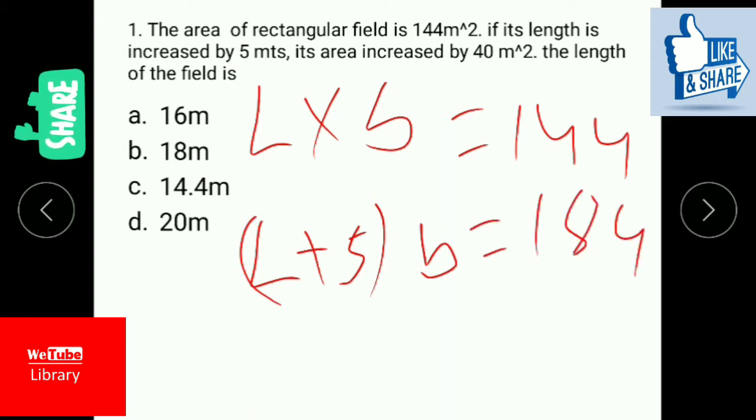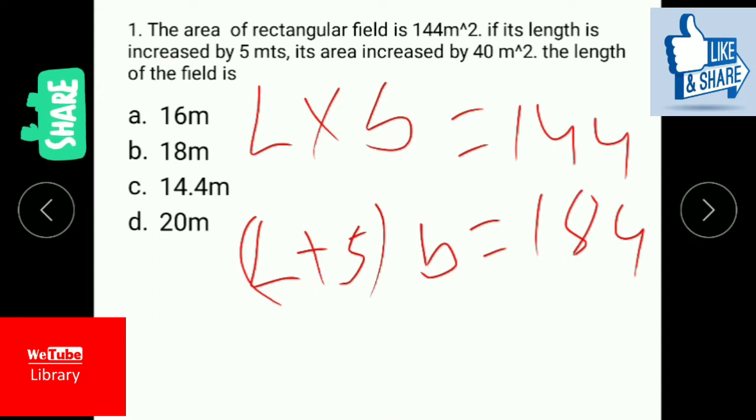What we have to do: if we take the first equation, L into B is equal to 144, B is equal to 144 by L. If you substitute that in equation 2, you will get a quadratic equation. It's going to be difficult to solve. Better, what you do is go for substitution.